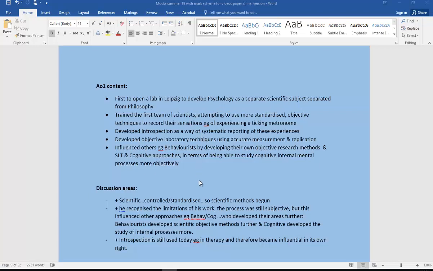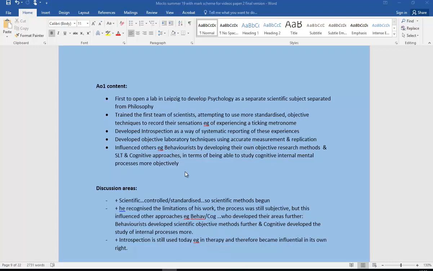He also was the first to train a team of scientists trying to be more standardized and objective in their techniques, for example, using a ticking metronome to record their sensations and really attempting to make it a lot more measurable and objective. He also developed introspection, and that was a way of systematically reporting on their experiences, on those internal experiences they were having as they were listening to the metronome, for example. He developed objective lab techniques, focusing on very accurate measurements and being able to replicate, so using very objective techniques.